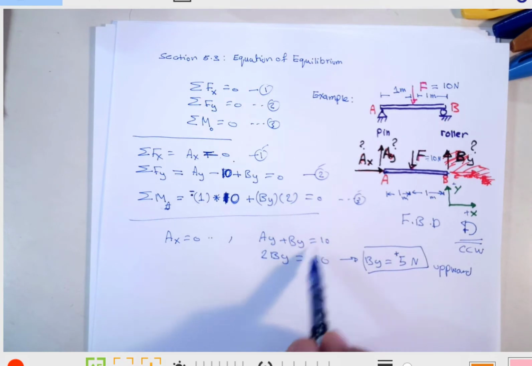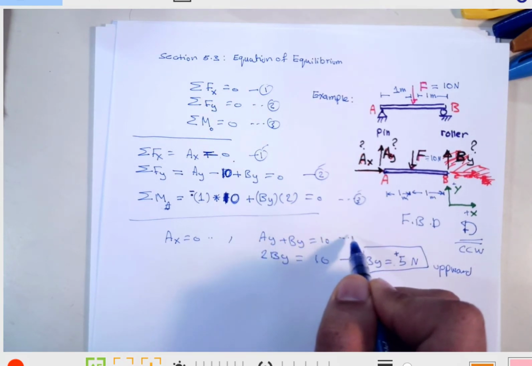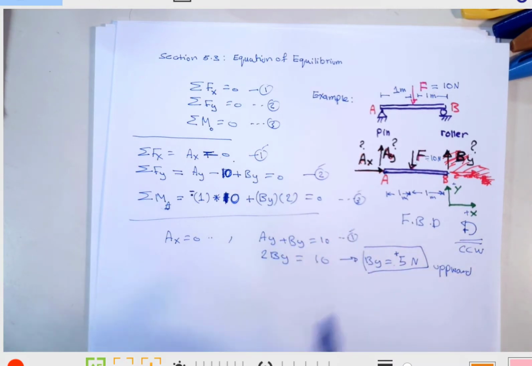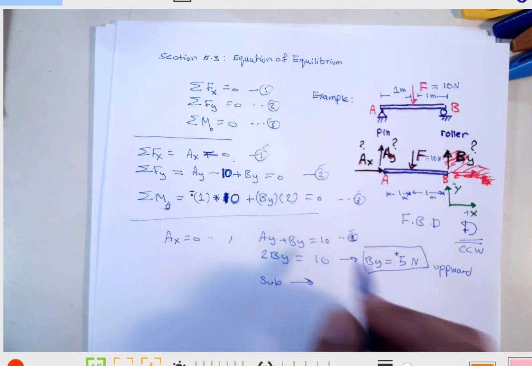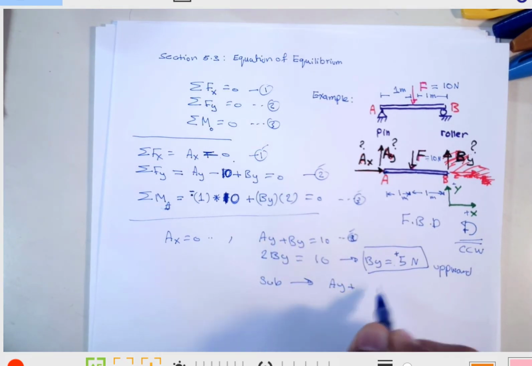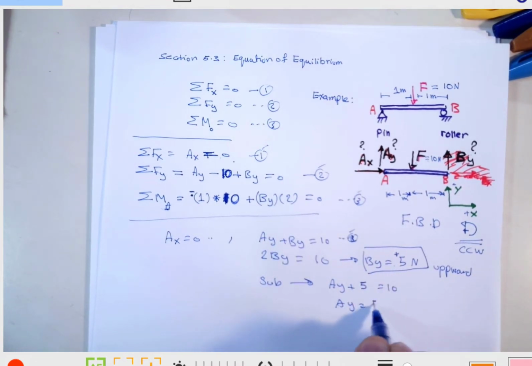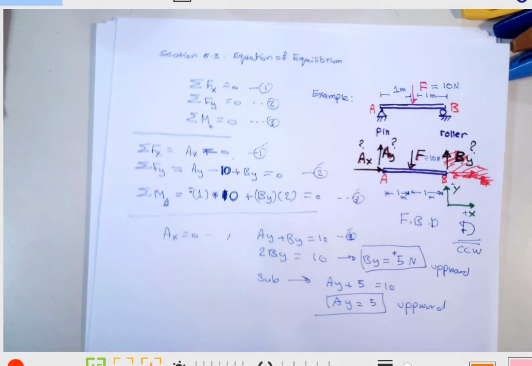So I substitute 5 in the first equation, which is equation 2, right? Substitute here, and you're going to get Ay plus By, which is 5, equal to 10, then Ay equals 5. Again, this is upward. Right, so this way we solve the equations.